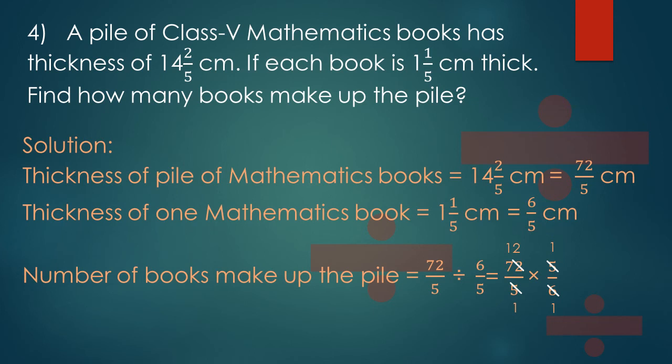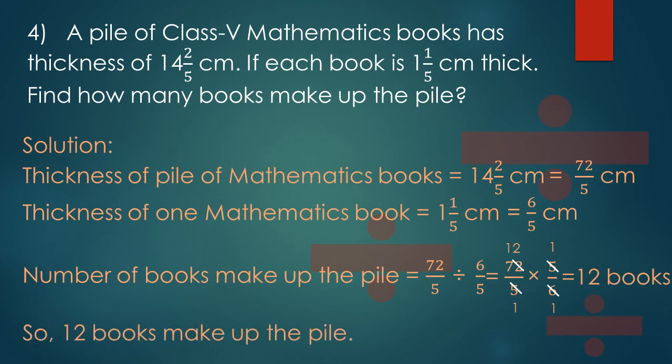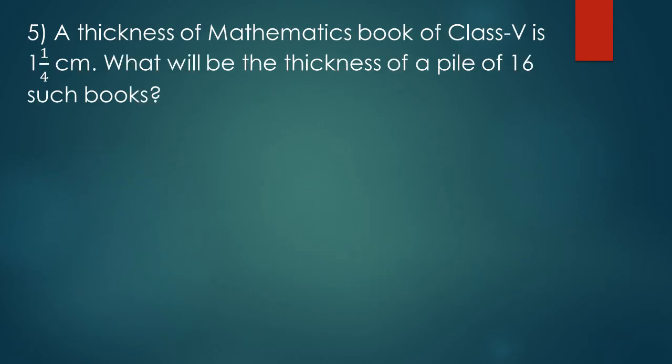Now it cannot be further simplified. So do the multiplication. 12 1s are 12 and 1 1 is 1. So the fraction is 12/1 and 12/1 means 12. So the last statement is 12 books make up the pile. Let's solve one more question.